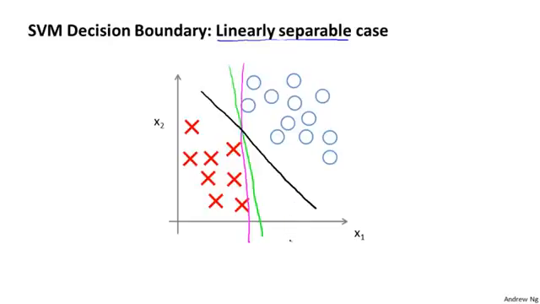And that seems like a much better decision boundary than either of the ones that I drew in magenta or in green. The black line seems like a more robust separator that just does a better job separating the positive and negative examples. And mathematically, what that does is this black decision boundary has a larger distance. That distance is called the margin.